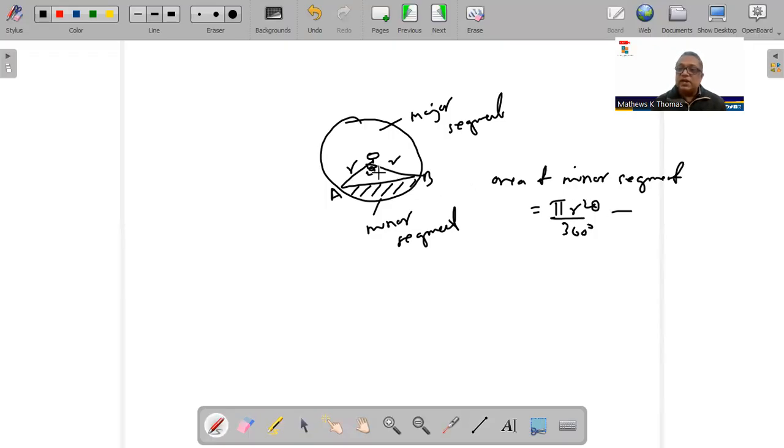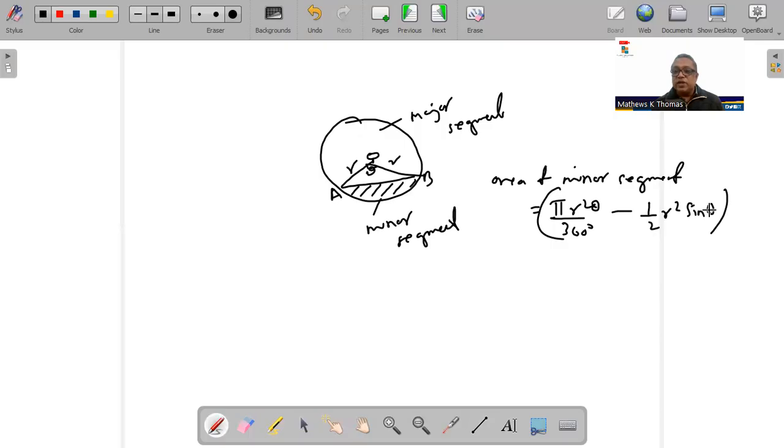Now, if it's a right angle triangle, I can use half base into height. If it's an equilateral triangle, root 3 side square by 4. So, depending on the angle, the area of triangle will change. So, there is a general formula, half r square sine theta. Using this, you can find the area of any triangle. So area of minor segment is area of the sector, pi r square theta by 360, minus the area of the triangle, and area of the triangle is half r square sine theta.